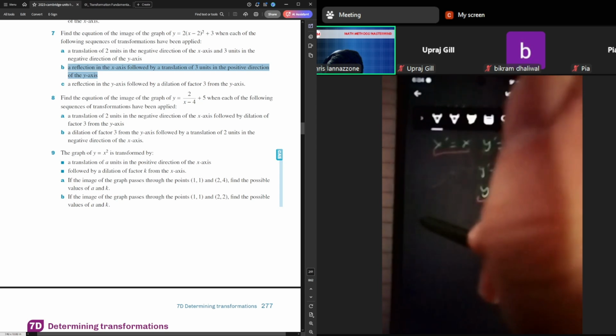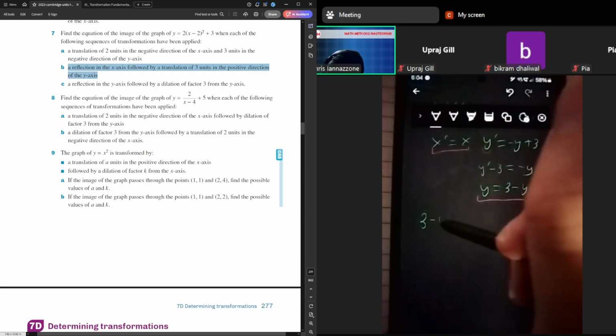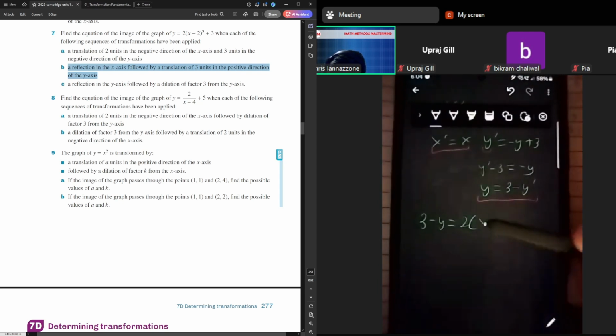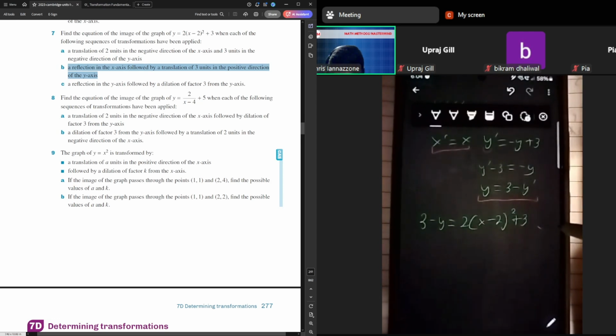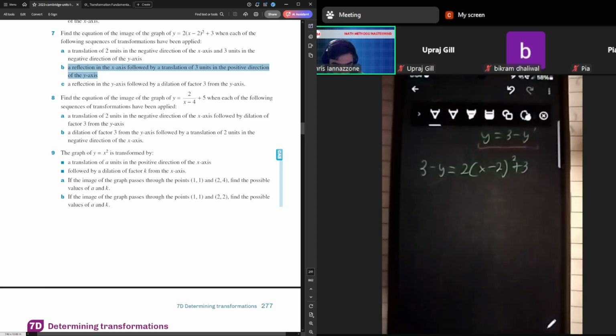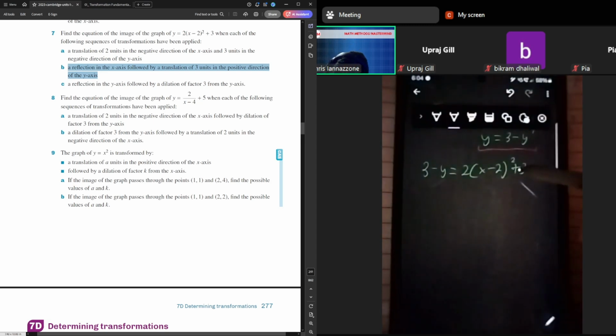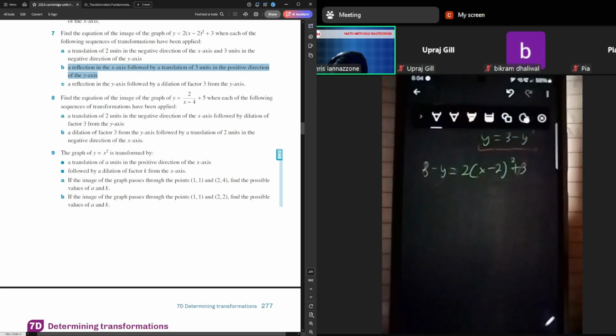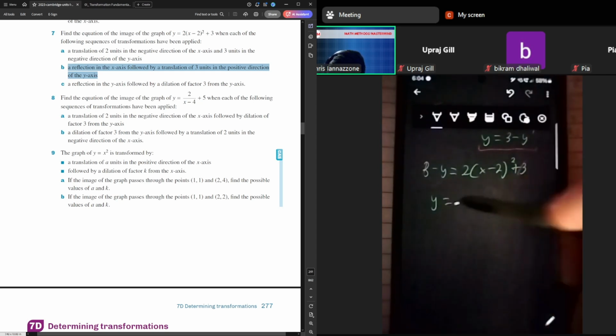There we go. So 3 minus y is equal to 2 bracket x minus 2 over all squared, and it was plus 3. I did get all those right. And then from here, well, nothing crazy at this point. Just do your algebra. So 3 is going to cancel, nice and easy. And then y becomes negative 2 bracket x minus 2 all squared.